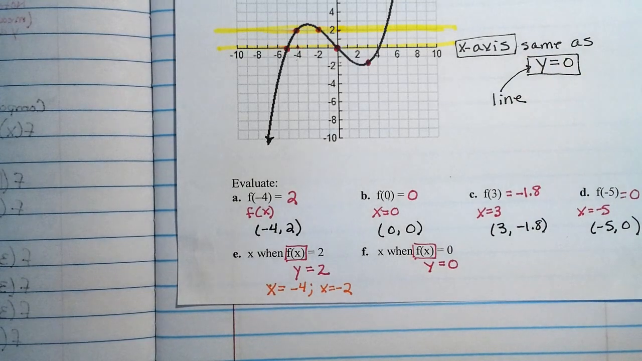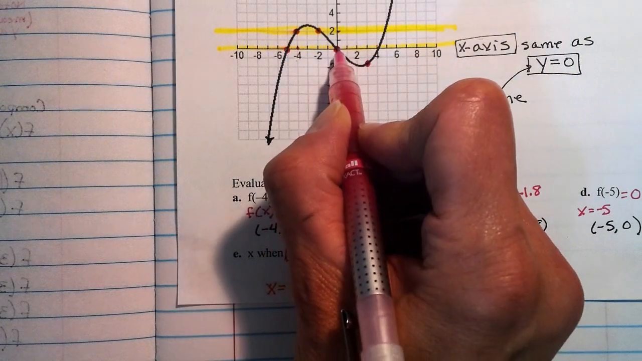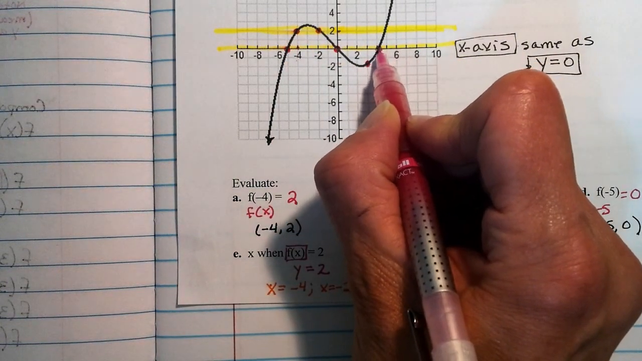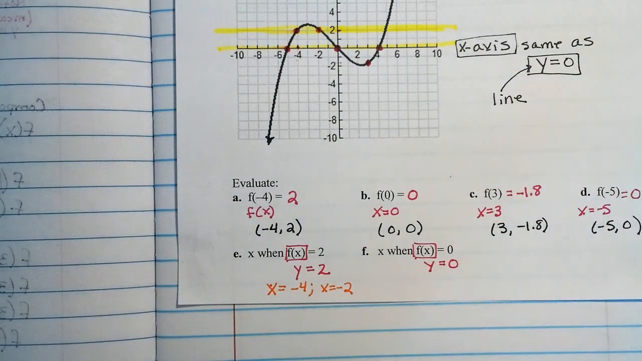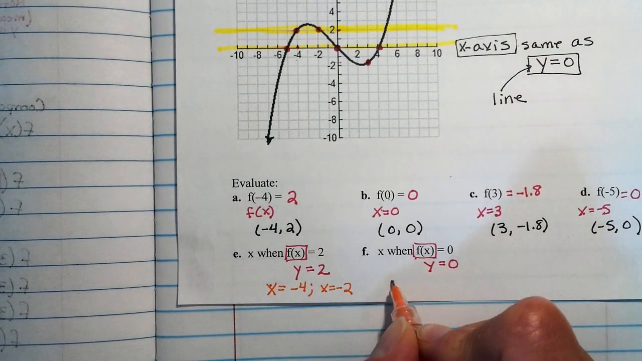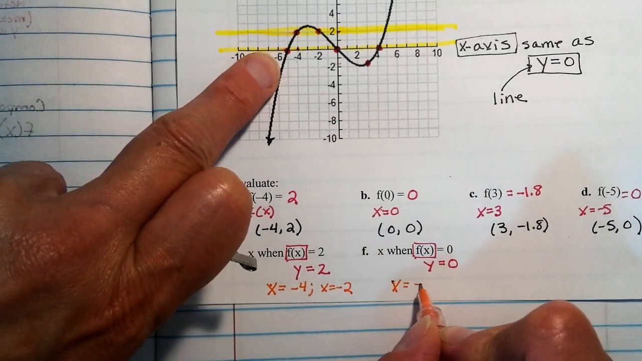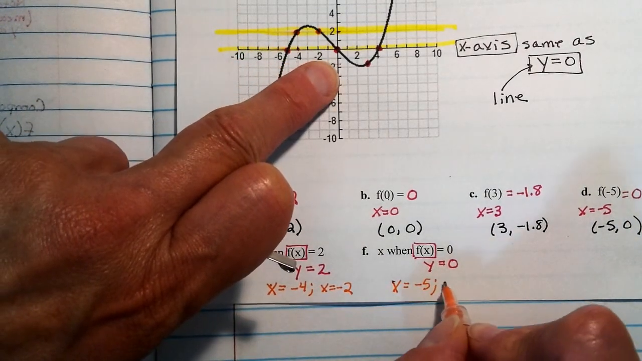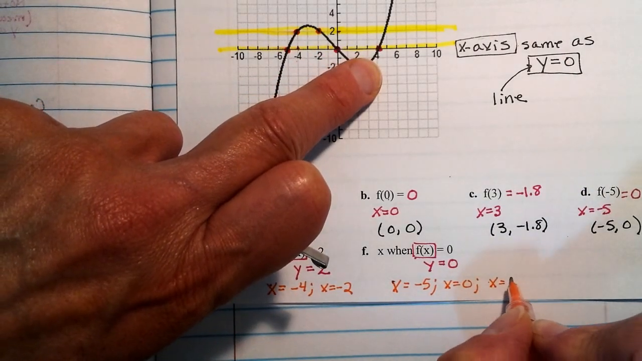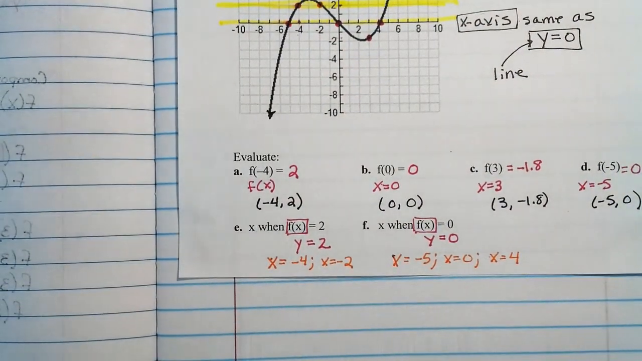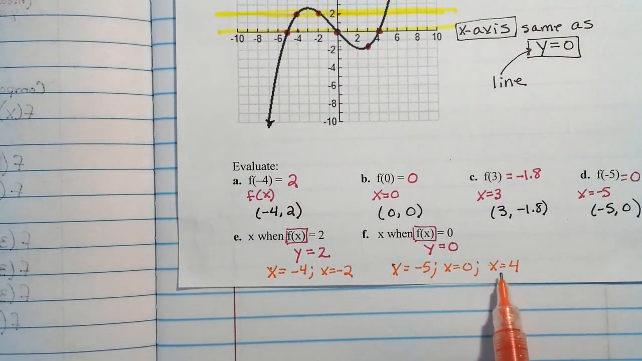That's your x-axis. So when we look here, where y is 0, I have a point here, and another one here. So I actually have 3 values that x could be to make y is 0. So that means that I have x equals -5, or x could be 0, or x could be 4. Okay, so those are 3 possible input values to get an output of y equals 0.